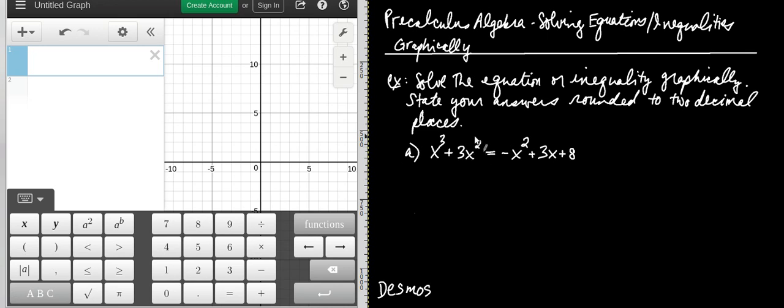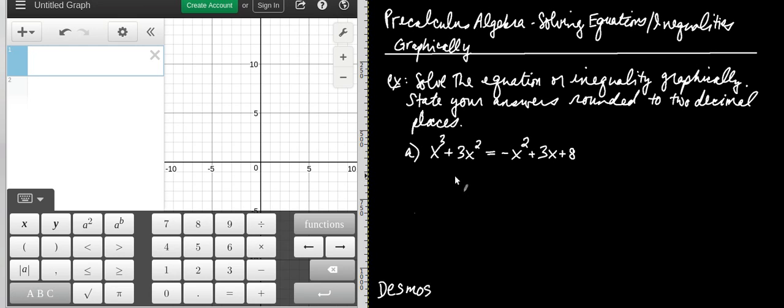So what we're going to do here, for this first example, we're going to solve this equation. The instructions say solve the equation or inequality graphically. State your answers rounded to 2 decimal places. And so here's our equation: x cubed plus 3x squared equals negative x squared plus 3x plus 8. So this is a very hard equation to solve without a calculator of some type. So luckily we have some tools at our disposal.